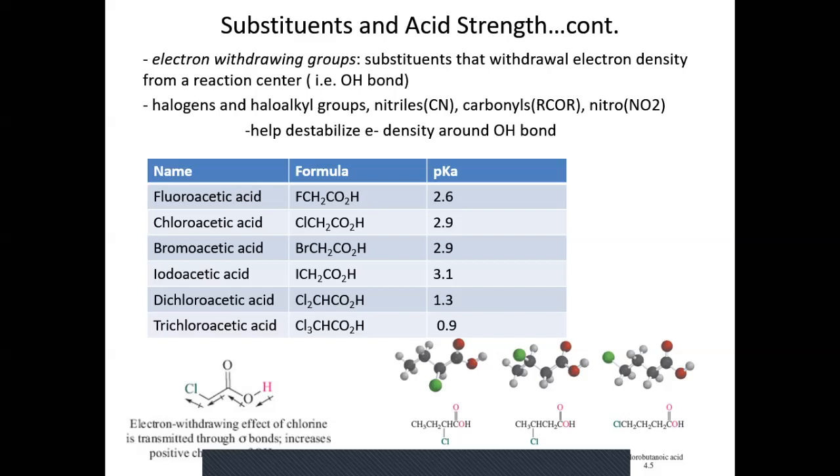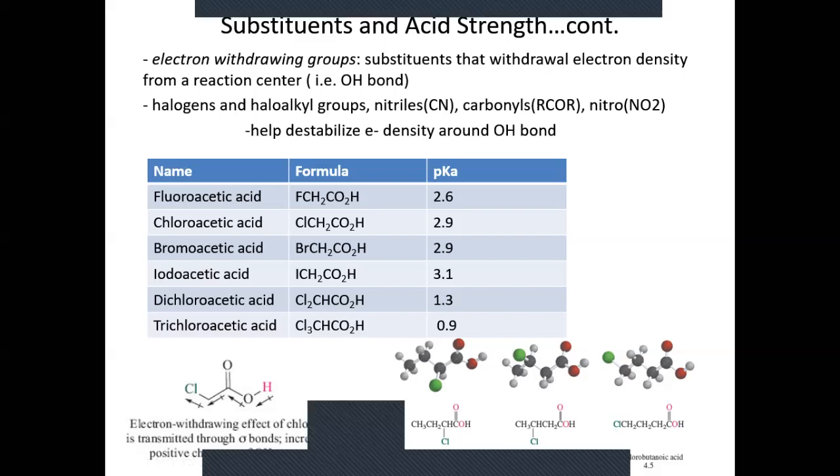So if you can remove electron density away from that reaction center, the hydrogen is less likely to remain, because now oxygen is not looking very attractive. It's getting rid of its negativity. So the hydrogen will leave, and the easier that hydrogen can leave, the stronger the acid is.